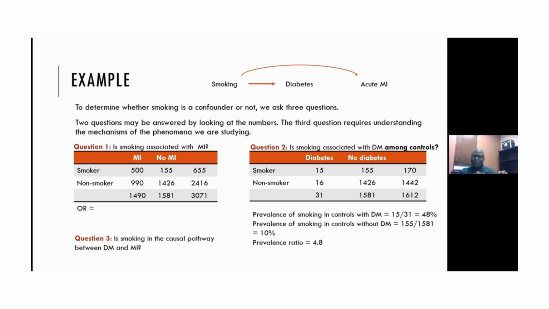Meaning that in the pathway from how diabetes causes MI, is smoking involved in between? If smoking is part of the mechanism through which diabetes causes MI, then we cannot categorize that as a confounder. But we know that in this particular situation, there are biological processes through which we think that diabetes causes MI. So that's not essentially what we're thinking about.